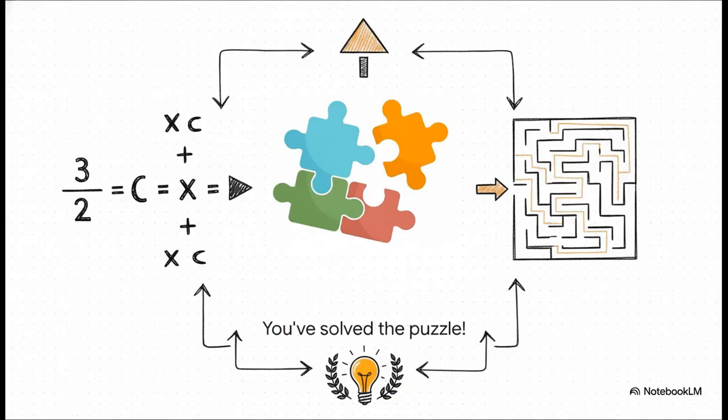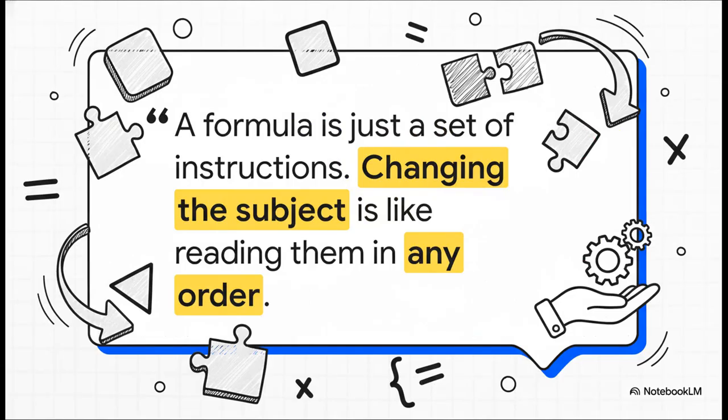And there you go. What looked like a really messy, complicated problem at the start was actually just a series of small, manageable steps. You just had to know the rules of the game, and you found the solution. Nicely done. So if there's one big thing to take away from all this, it's that a formula isn't some fixed rule you just have to accept. No way. It's a tool, and a really flexible one at that.